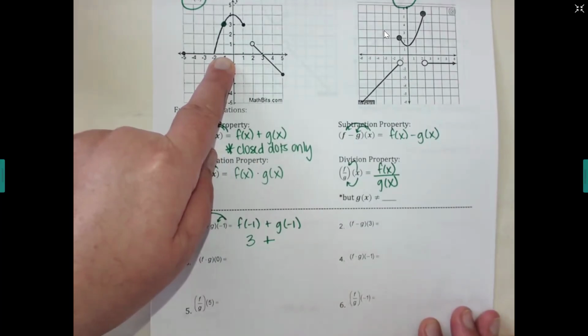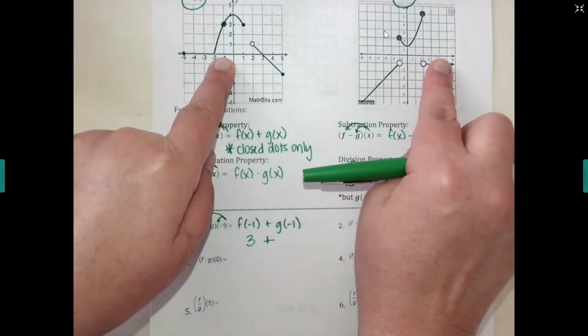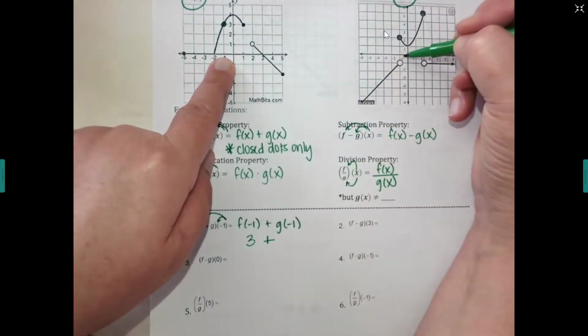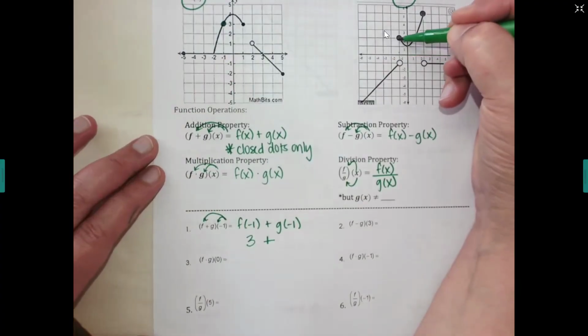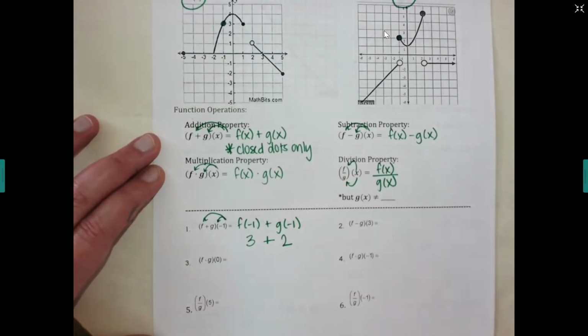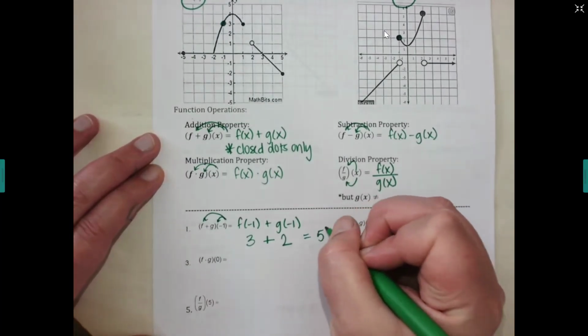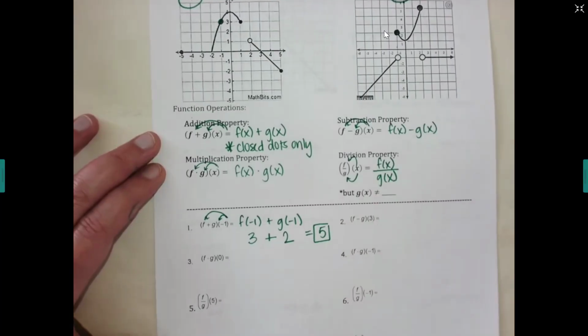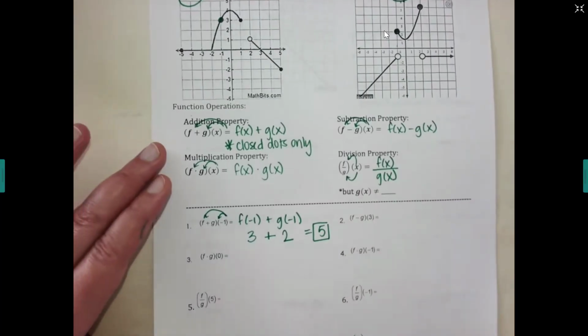Then I'm going to come over here to G. I go to my -1 on the X-axis. In order for me to stay on the line, I have to go up to the closed dot, which happens at 2. And then 3 plus 2 is 5. So find the F, find the G, and then do whatever the operation is.